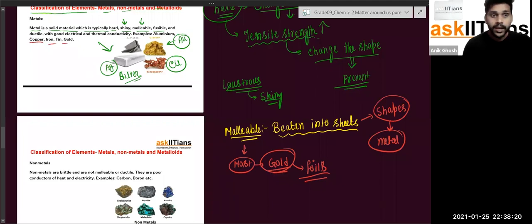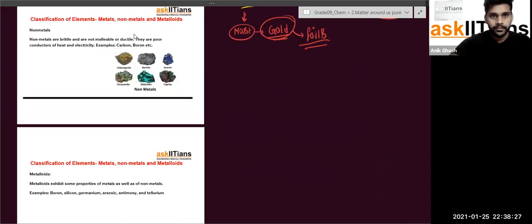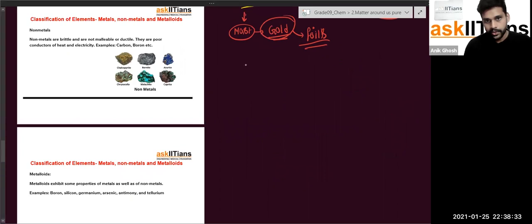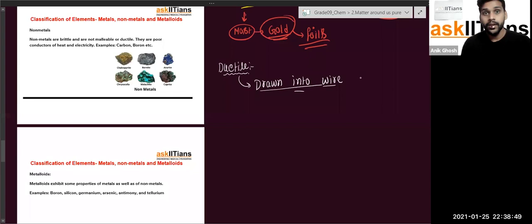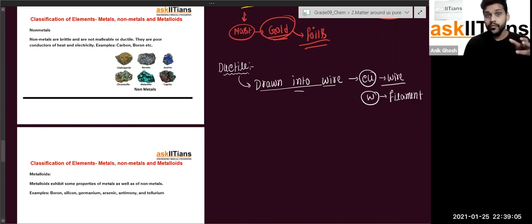Apart from that, they are also ductile. So what do you mean by the word ductile? The word ductile means they can be drawn into wire. I think you have seen like copper wires are there. Tungsten is not a wire, but you can make filament with it, right? You're getting my point. Copper wires can be drawn into wires. So for that reason, we call it ductile.